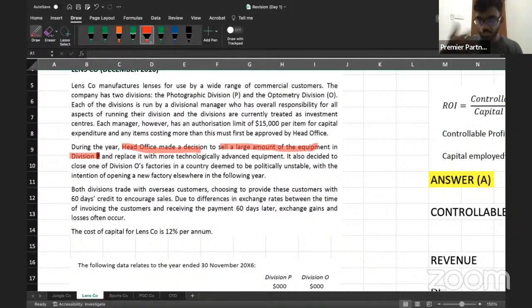So whatever profit you're getting from that is not relevant, as it can't be controlled. It's arising because of the head office, not because you made that decision. So you need to remove this. It also decided to close one of division O's factories. Whatever costs and revenues relate to this factory in division O again should not be considered, because head office is the one making that decision.